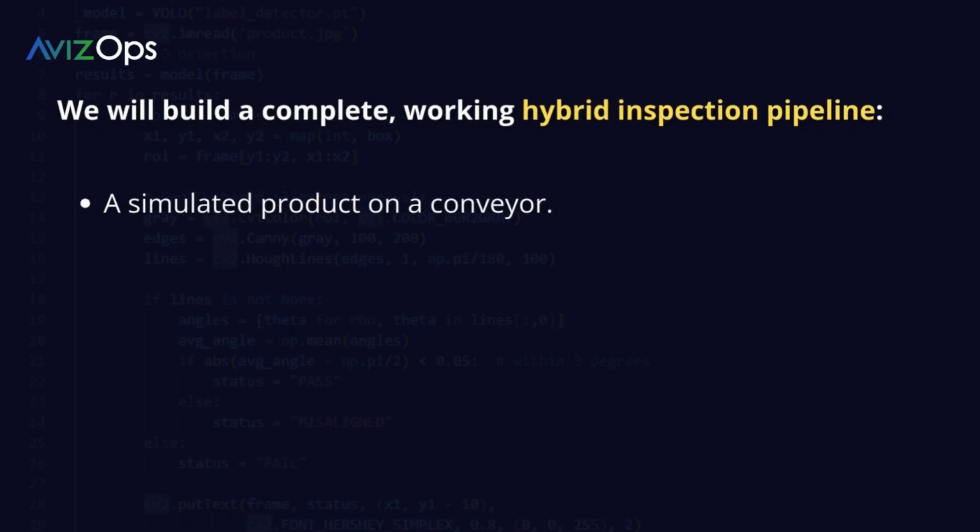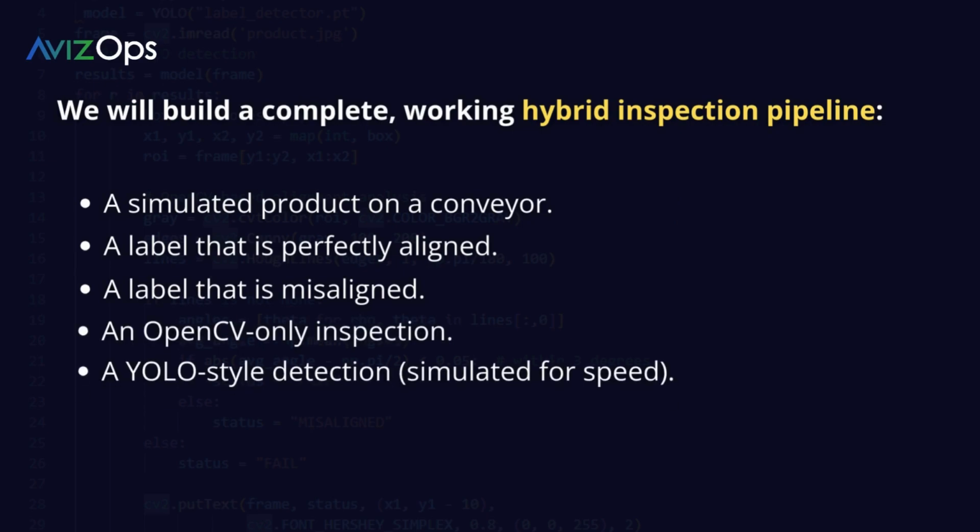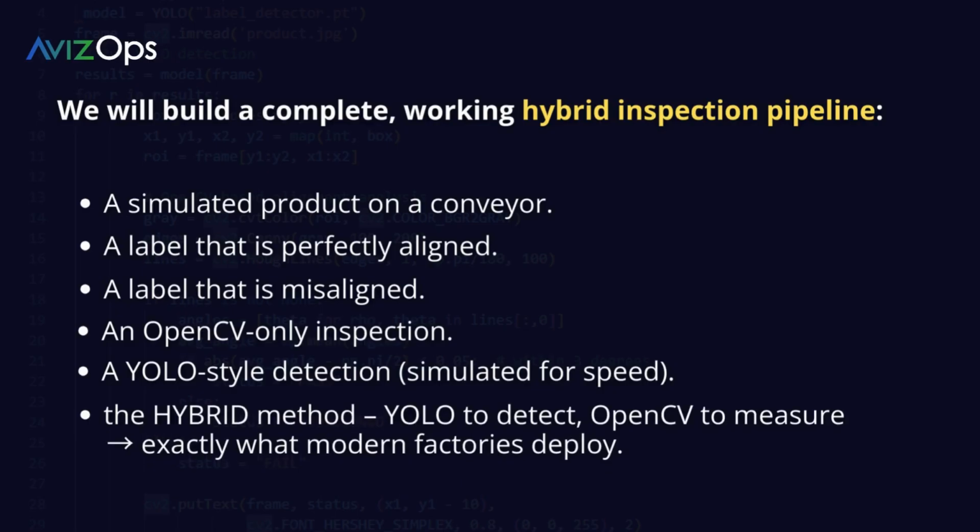A simulated product on a conveyor. A label that is perfectly aligned. A label that is misaligned. An OpenCV-only inspection. A YOLO-style detection, simulated for speed. And finally, the hybrid method, YOLO to detect, OpenCV to measure. Exactly what modern factories deploy.